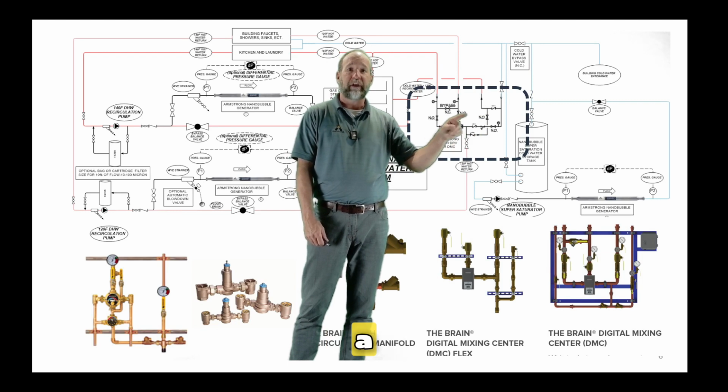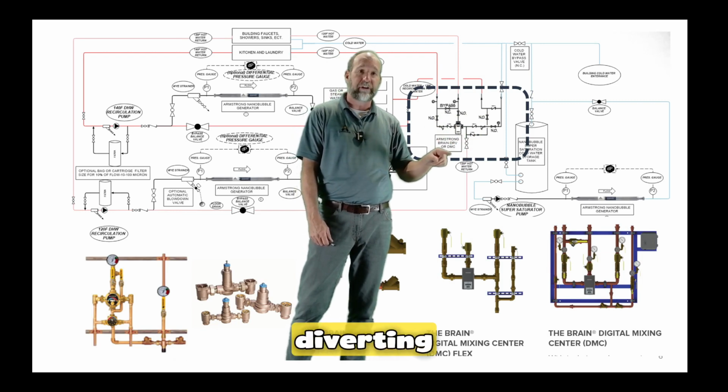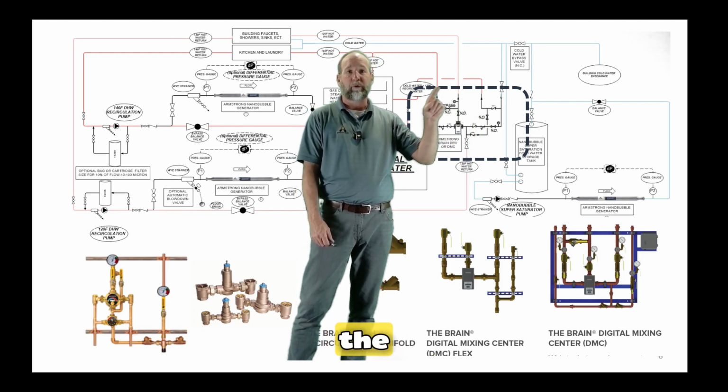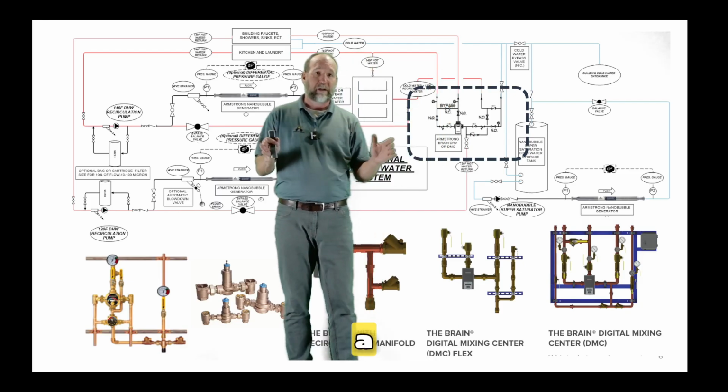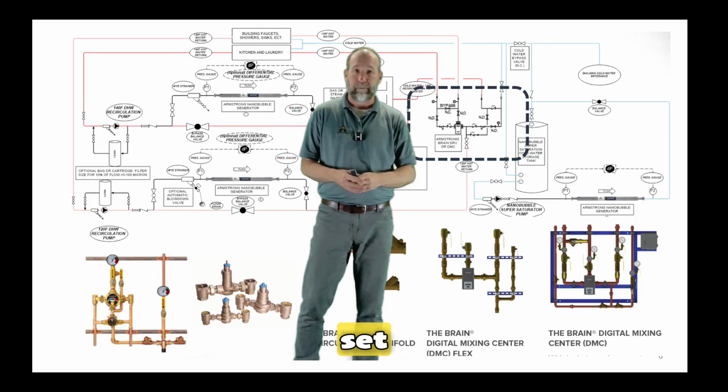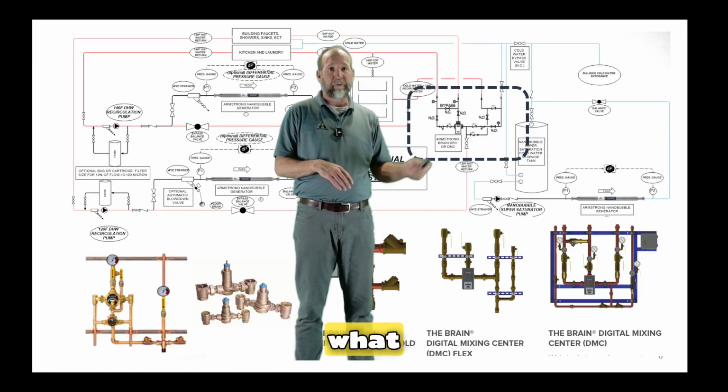So this is both a mixing valve and a diverting valve. It either diverts water back to the water heater or it diverts water to the system, maintaining a plus or minus 2 degree set point. So that's what that does.